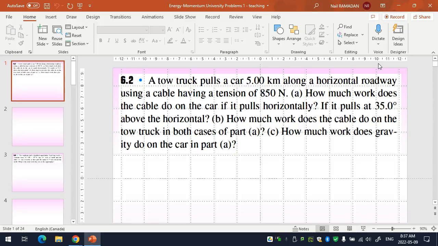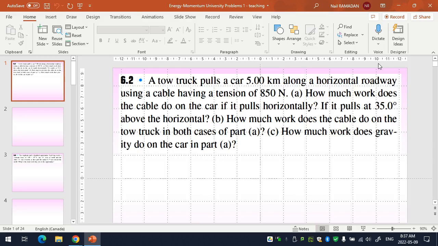Okay, first problem. A tow truck pulls a car 5 kilometers along a horizontal roadway using a cable having tension inside of the cable of 850 newtons. How much work does the cable do on the car if it pulls horizontally? Okay, what information do we have in the problem?